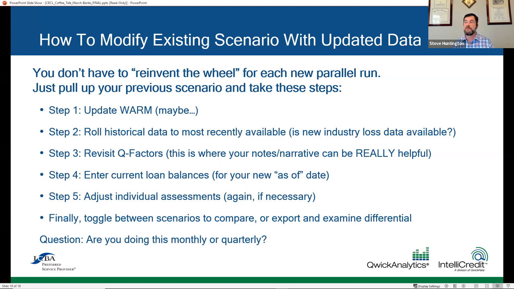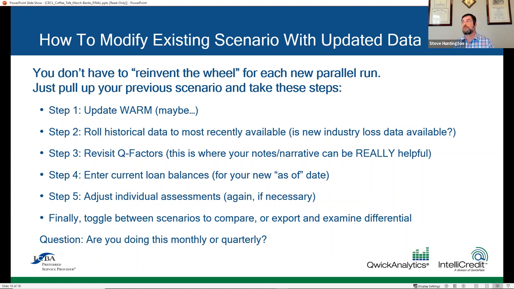Since the last time you ran it, you're going to go through segment by segment. You're going to look at the narrative that you built around those qualitative factor adjustments and decide whether you think anything needs to be modified because of changes in the environment, the economy, or in your own credit picture. Step 4, enter current loan balances.